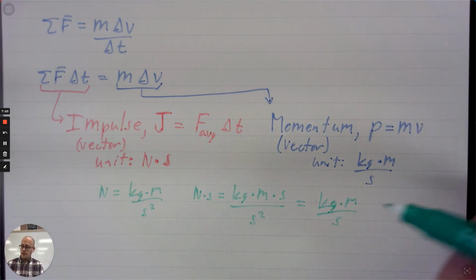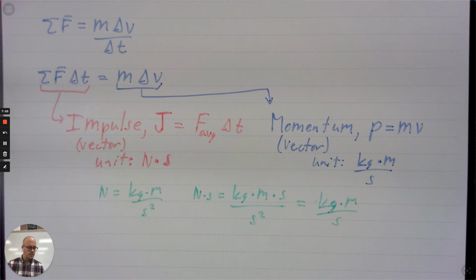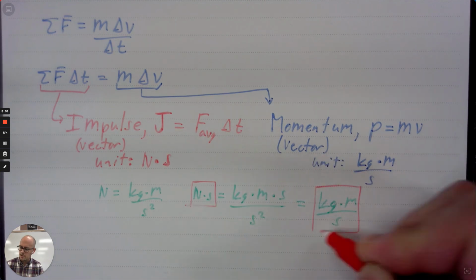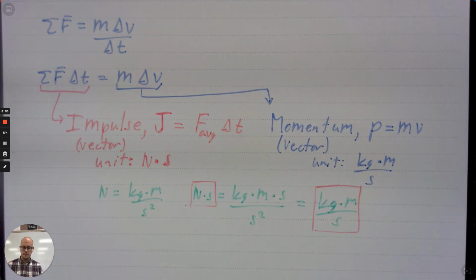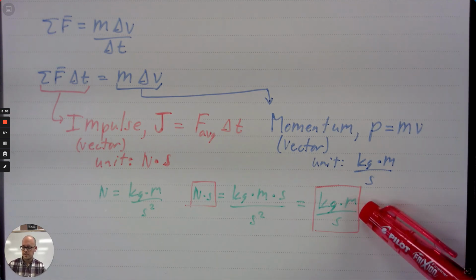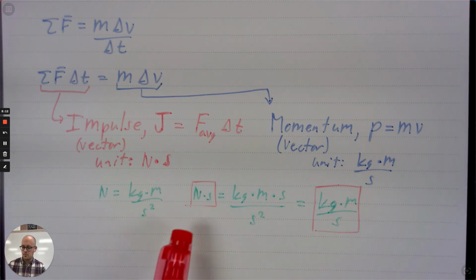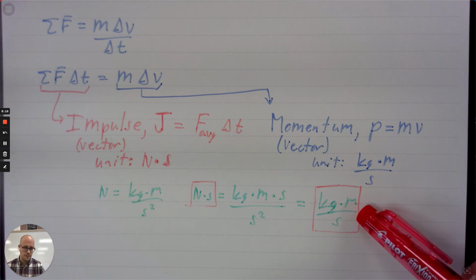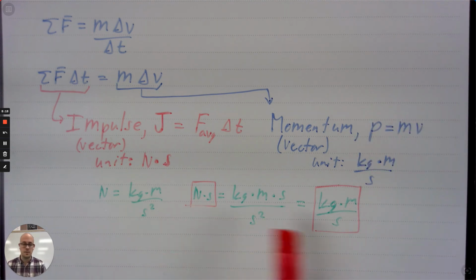What does that mean for you? That means it doesn't matter what units you use for impulse, and it also doesn't matter what units you use for momentum. Newton seconds or kilogram meters per second are both valid, so you need to be on the lookout for both of them. Kilogram meters per second is more common, but what you will see is that I will tend to use Newton seconds for impulse, and I will tend to use kilogram meters per second for momentum, and you just need to know that they are dimensionally equivalent.